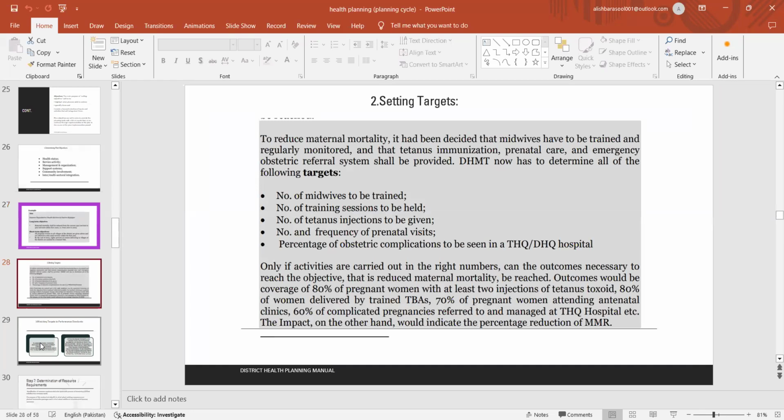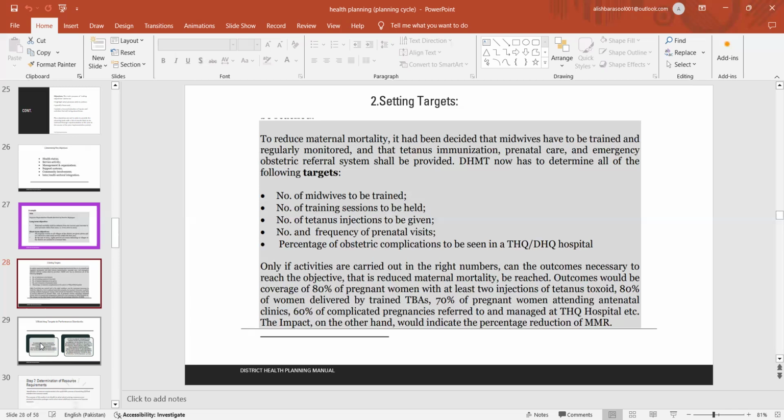To reduce maternal mortality, it had been decided that midwives have to be trained and regularly monitored, that tetanus immunization, prenatal care, emergency obstetric referral systems shall be provided. District Health Management Team now has to determine all of the following targets: number of midwives to be trained, number of training sessions to be held, number of tetanus injections to be given, number and frequency of prenatal visits, percentage of the obstetric complications to be seen. Only if activities are carried out in the right numbers can the outcome necessary to reach the objective, that is, reduce maternal mortality, be reached.